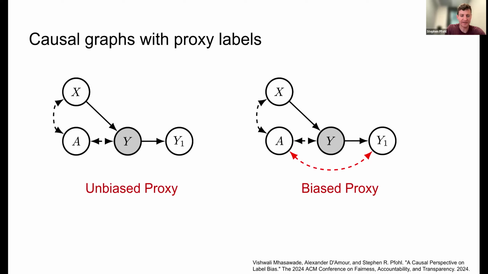Here, this backdoor red bidirected edge between A and Y effectively encodes the intuition that Y1 means different things for different subgroups. In the context of our example from the paper, Y1 would indicate healthcare expenditures, but there's some systematic difference in healthcare access across groups that influences the way that we observe Y1 beyond its relationship with Y.